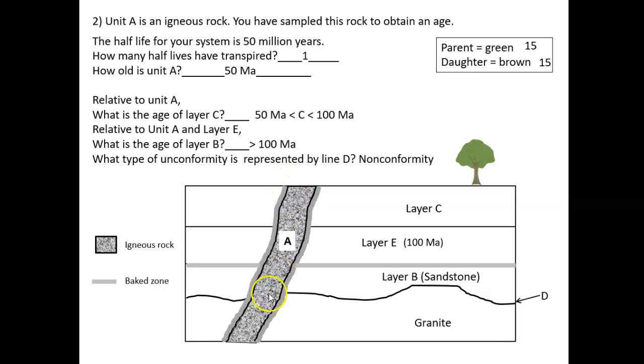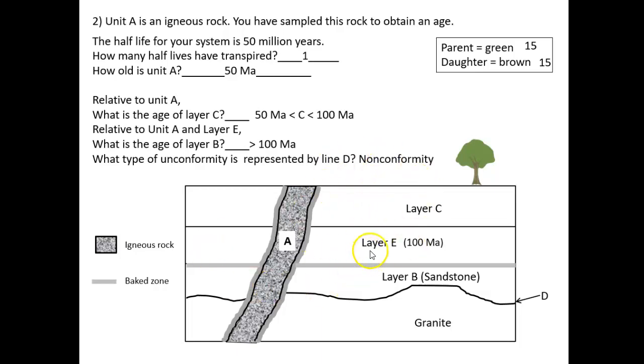We know the age of A. How can I use that to help me figure out some other things? Well, we could say, let's use this to figure out what's the age of layer C. Well, look, I don't know the exact age of layer C, but if this is 50, C would have to already be there for A to intrude it. So that would mean C is older than A, older than 50 million years. And so I know it didn't just happen yesterday. It has to be older than 50 million years.